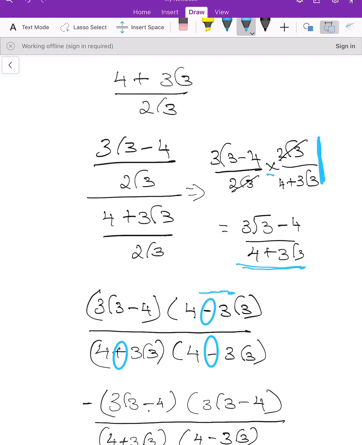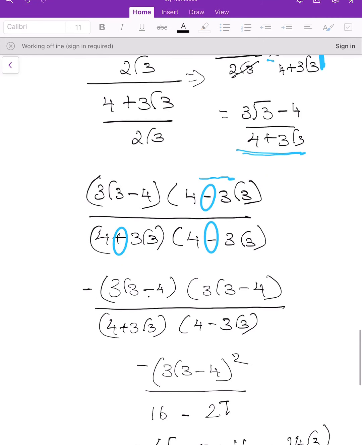A minus b, it is 4 minus 3 root 3. If I take the minus outside, I can get it as 3 root 3 minus 4, because it is like the same term. I can write it as a minus b the whole square. This is a plus b into a minus b. The formula for a plus b, a minus b is a square minus b square. So 4 square is 16. 3 root 3 into 3 root 3.